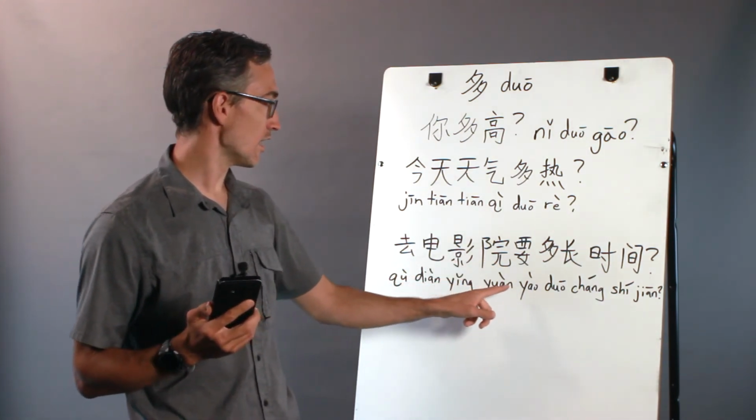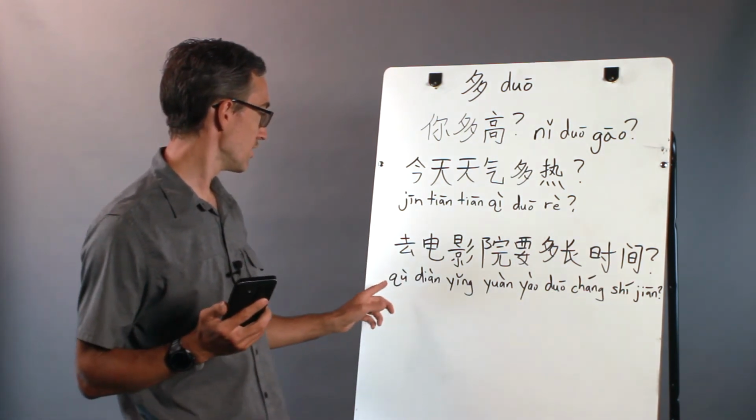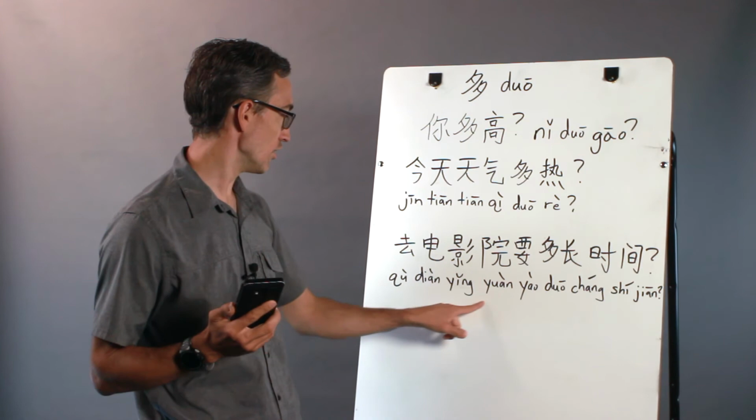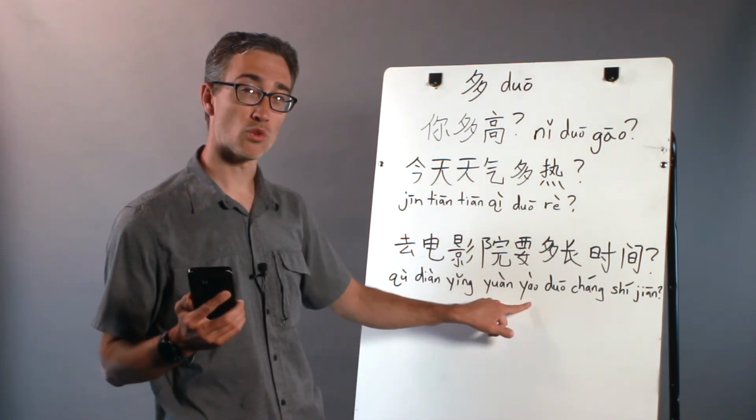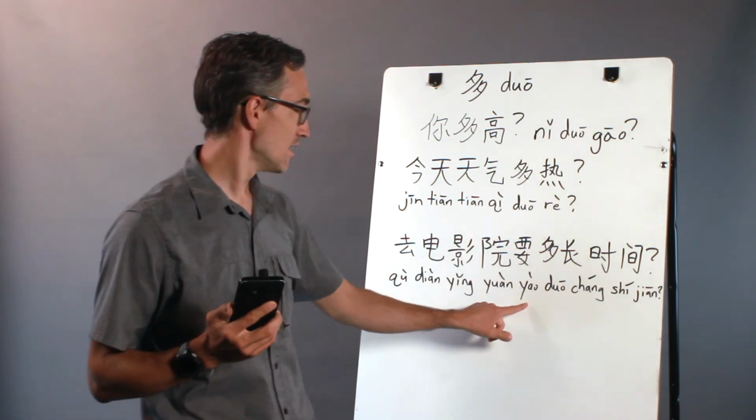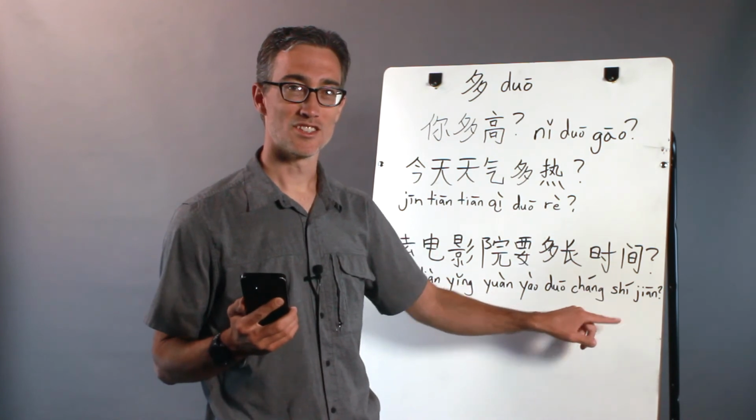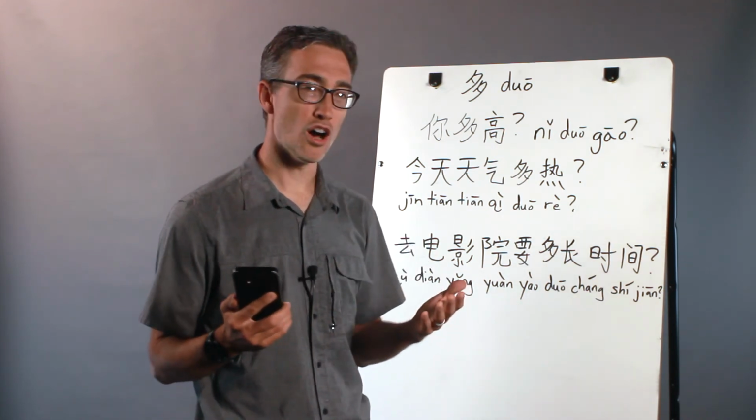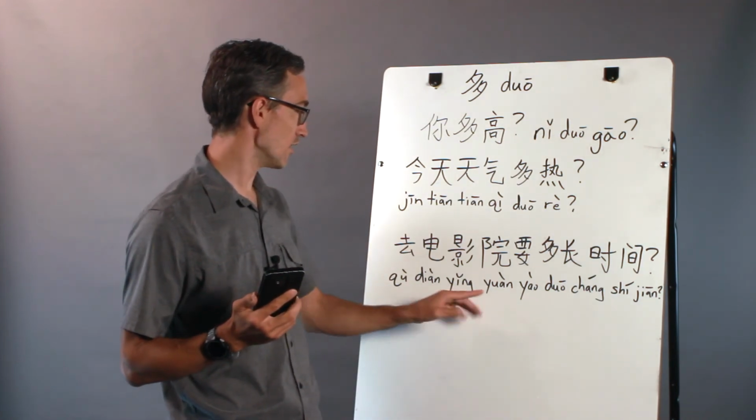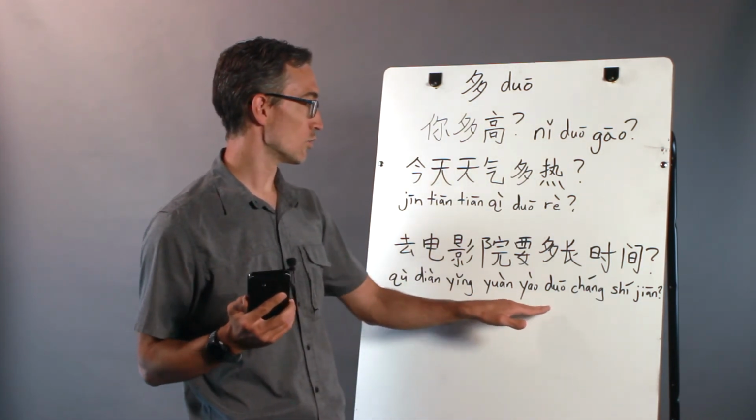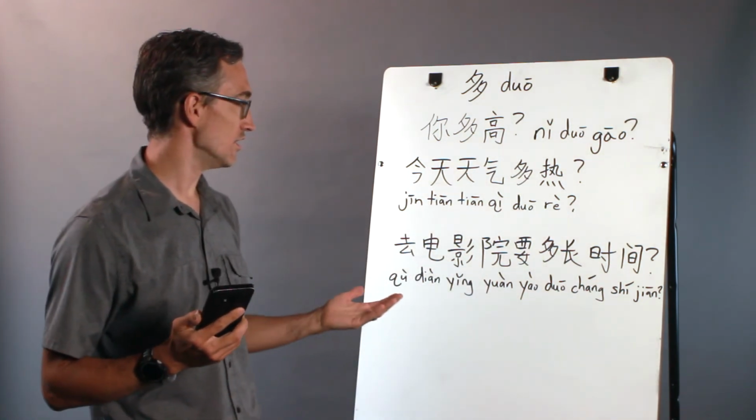Here we have a nice long phrase. 去电影院要多长时间? The 多 is right here. 多长时间? So here we have go to the movie theater. 去电影院要. This means, in this case, requires or needs. 多长时间? How long time? So in English, we would just say how long. How long does it take to get to the movie theater? 去电影院, going to the movie theater, 要多长时间? So that's 多 meaning how in degree.